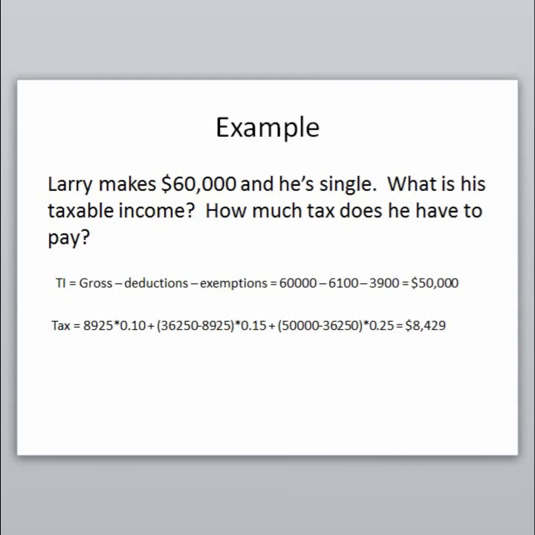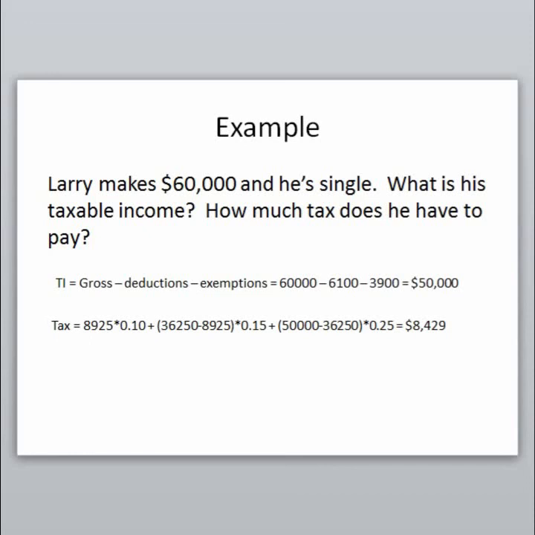So let's look at this. Larry makes $60,000 and he's single. We want to know what is his taxable income. Well, again, we're using the chart in your book, and it says at the bottom under the single category that the standard deduction is $6,100, and then the exemption per person is $3,900. So since Larry's single, it's just him, he only gets one exemption.